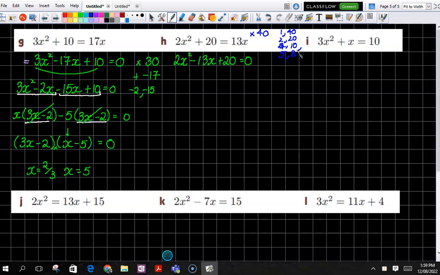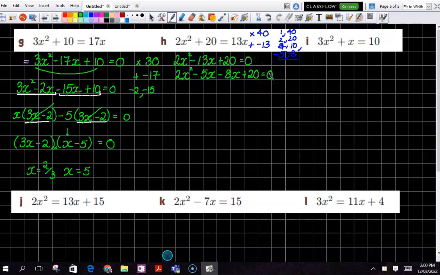Okay, so we have to add up to be minus 13. So it's minus 5 and minus 8. So we're going to rewrite this. It becomes 2x squared take 5x take 8x. Remember we said in class that you can write those in any order. It can be take 8x, take 5x, and this will still work.